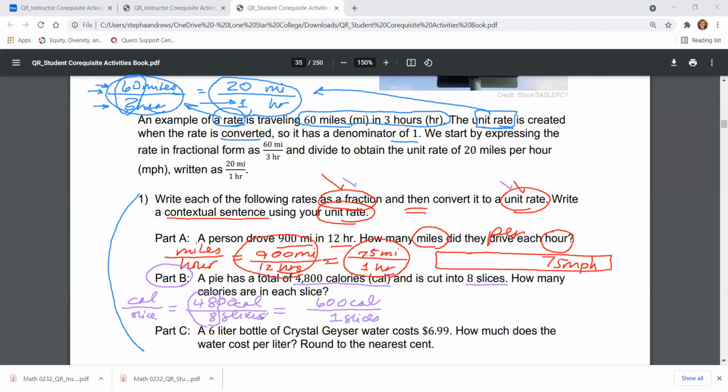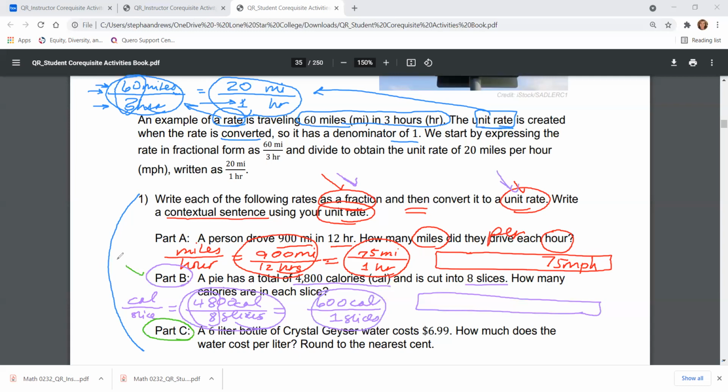Always keep bouncing back and forth between where you are and what we're supposed to have. It said write it as a fraction. Yes. It said write it as a unit rate. Yes. And then it said write a contextual sentence. And again, you can use the name of yourself, somebody around you, one of your kids, one of your pets' names. You can make it as elaborate of a sentence as you want or as not. And so you can just simply say each slice of pie has 600 calories. Yes, yes, it does.